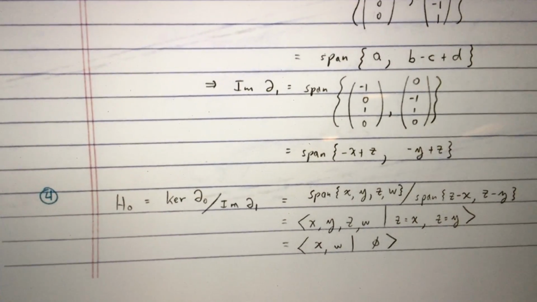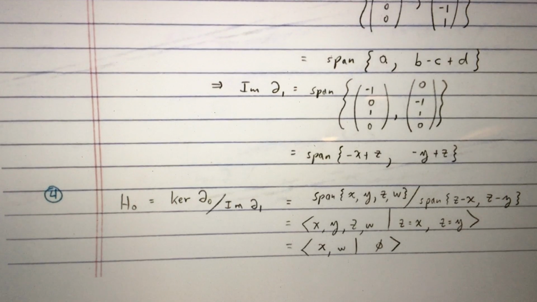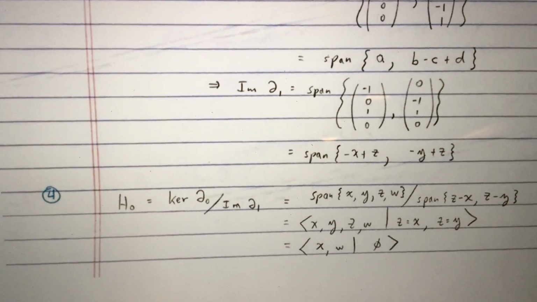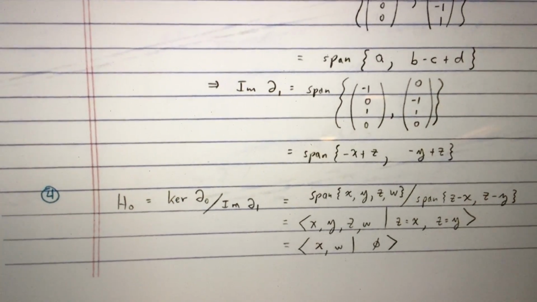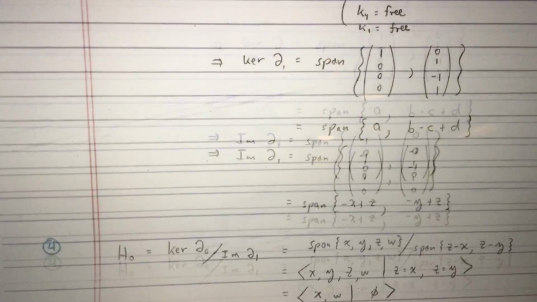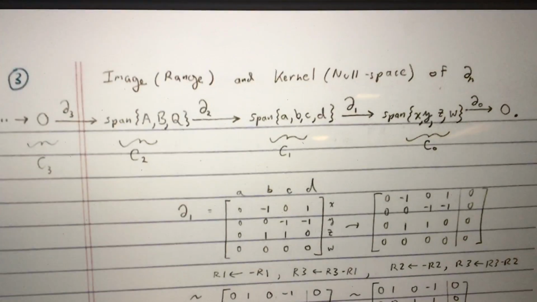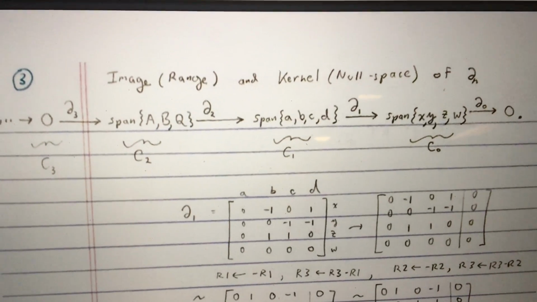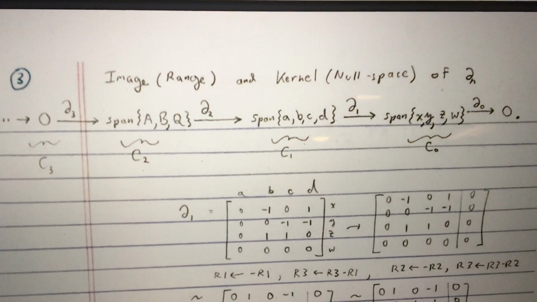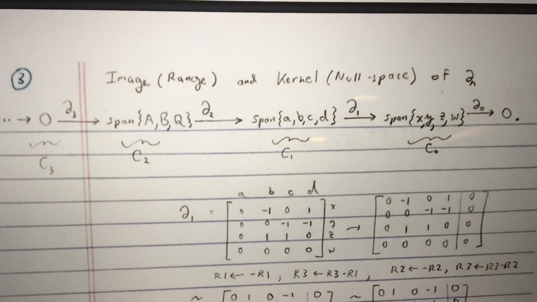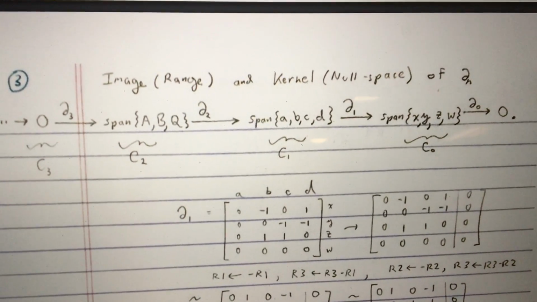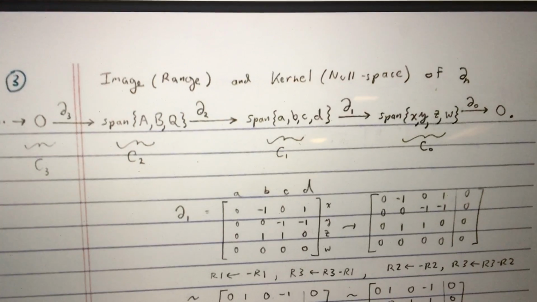All right, so far we did find the kernel and image of boundary 1, but we could also quickly find the kernel of boundary 0. So look back at what boundary 0 does. Boundary 0 goes from the span of x, y, z, w to 0. In other words, the kernel is the entire thing. In other words, finding the boundary of a point always gives you 0.